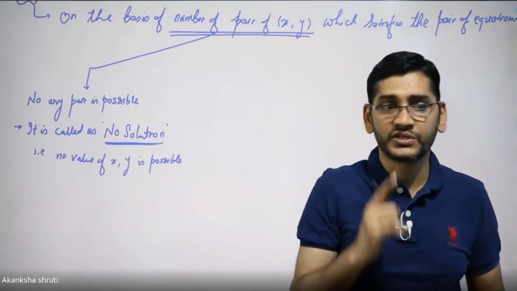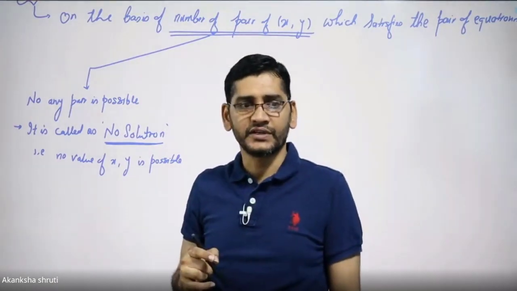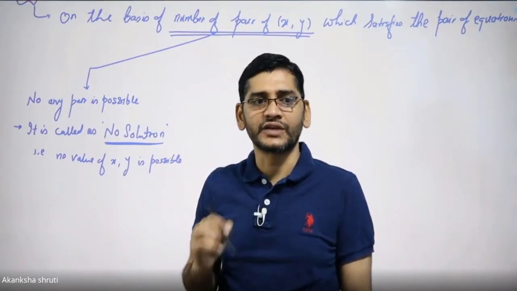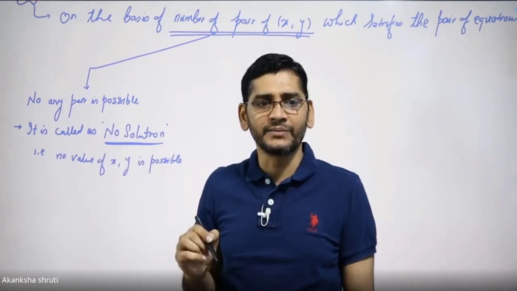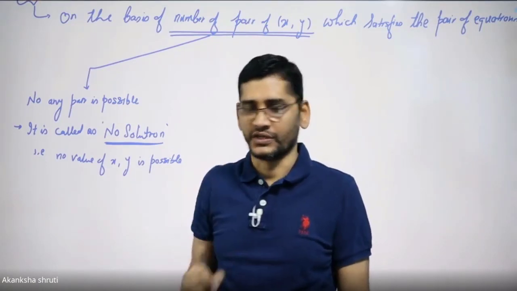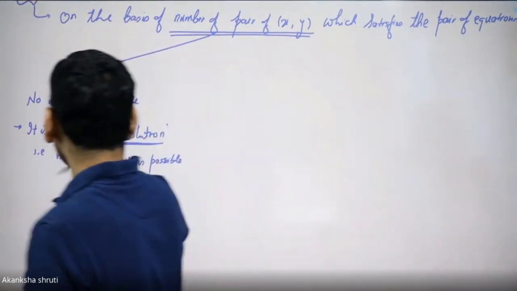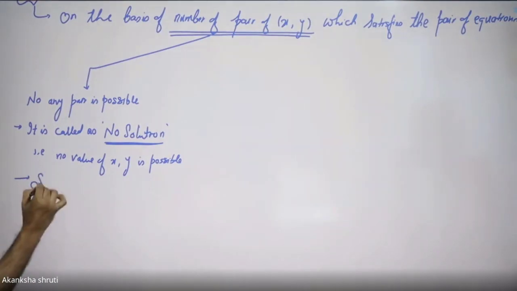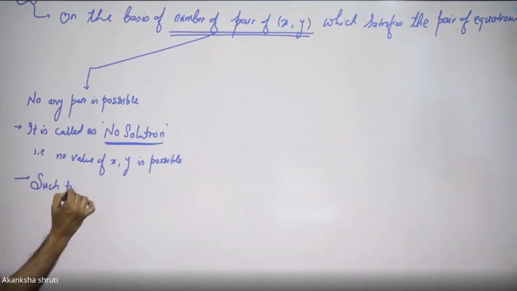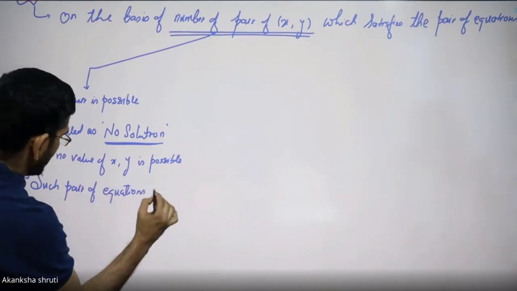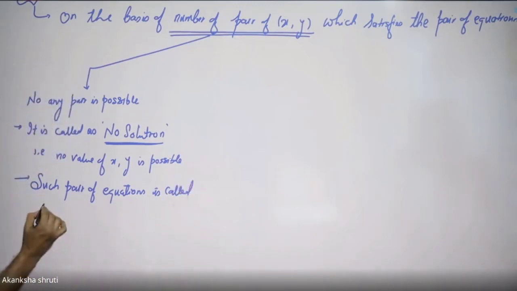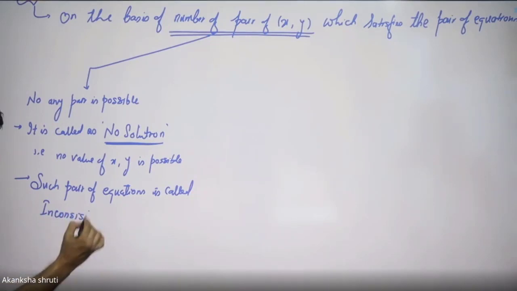Remember this term. Questions will be asked to check whether the pair of equations is consistent or inconsistent. So keep in mind, inconsistent simply means no solution. Mathematically, the term no solution is given as inconsistent. Such a pair of equations is called inconsistent. Remember this term.